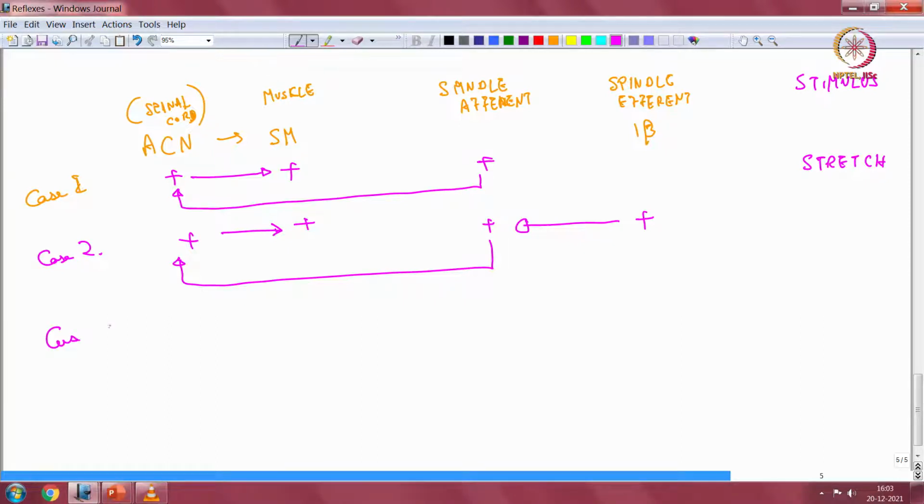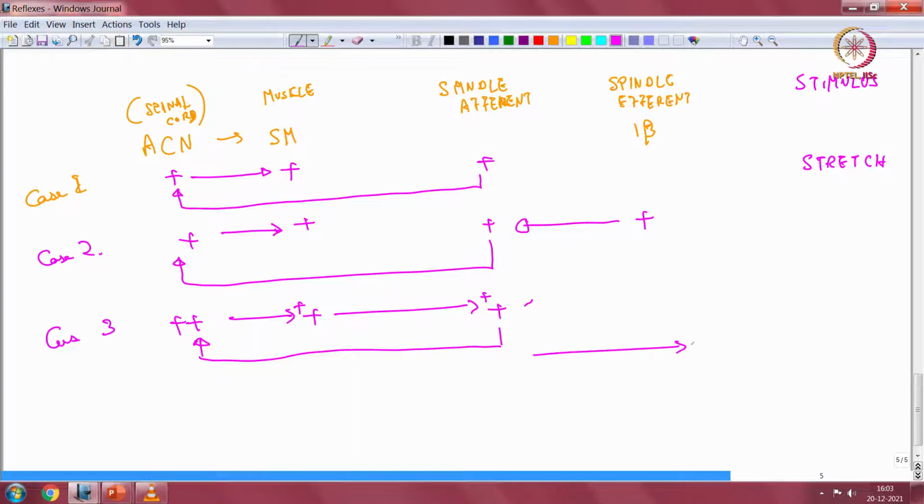Now, case 3, say ACN is activated, smooth muscle is activated, spindle afferent is also activated. So, it goes in this direction, it goes in this direction and it goes in this direction and you have plus. So, you have more contraction happening over here, but this does not cause it indefinitely. What will happen is an increase in this one in turn activates another reflex by which the contraction comes down. I think that did not get mentioned here.